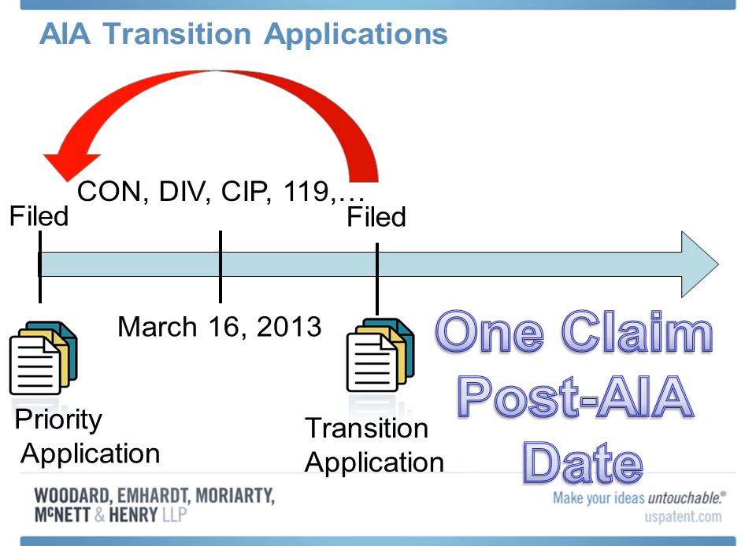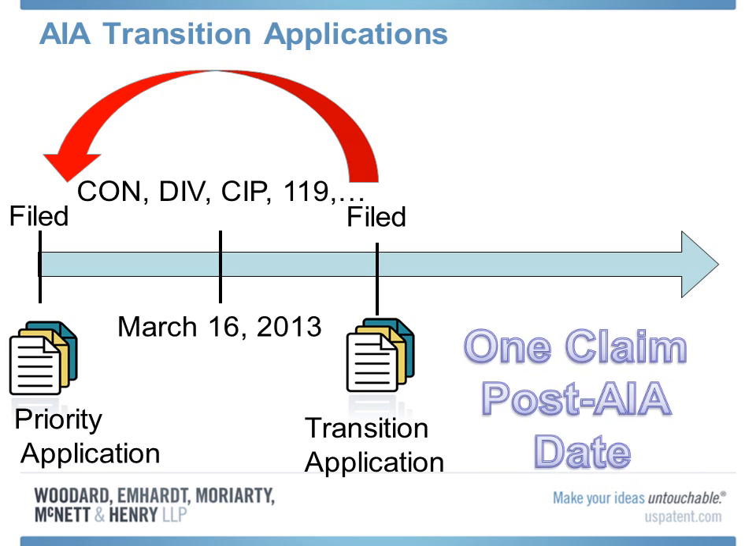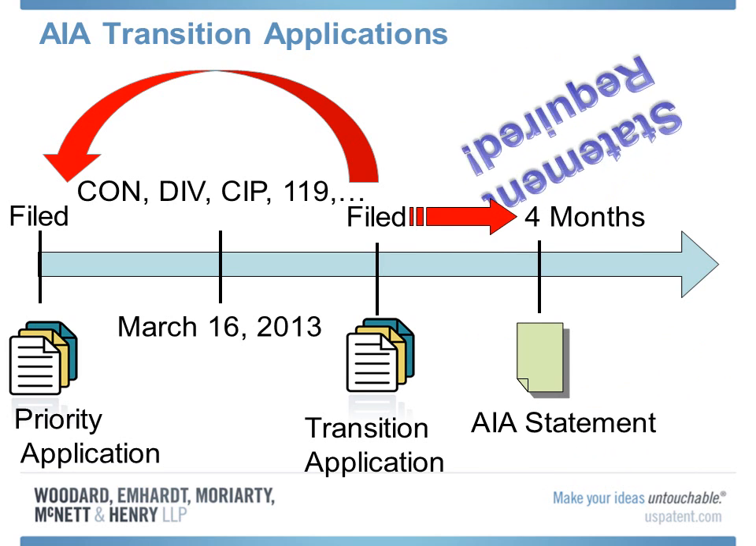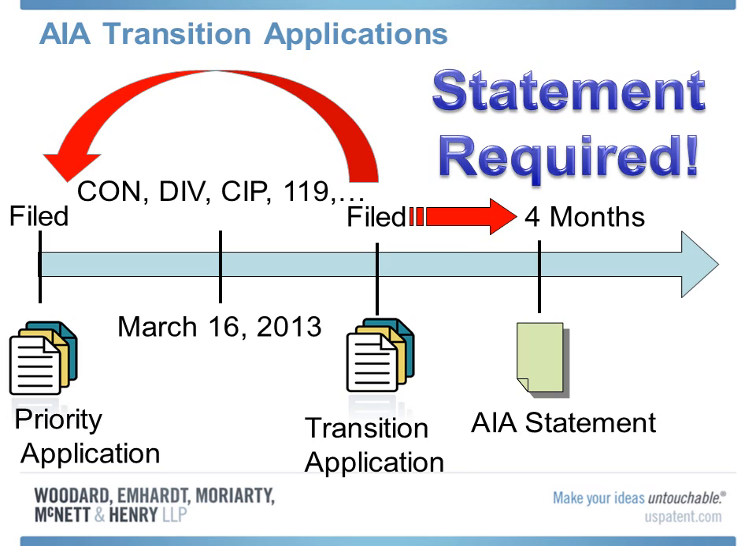Okay, file the application. You have one claim that is not supported by this earlier application. Then a statement is required within 4 months. Hopefully you just check the box on your ADS. That's probably the best time to do it, when you're filing the application. But you have 4 months in which to make the statement.